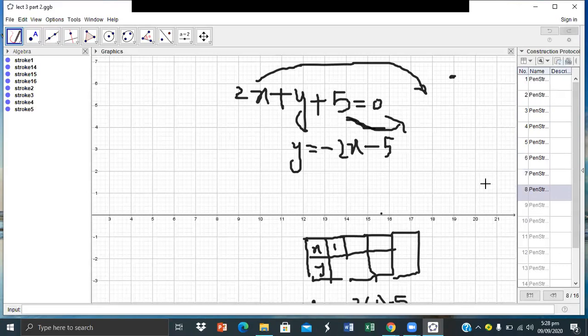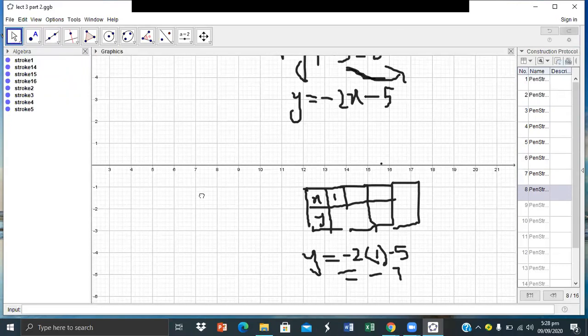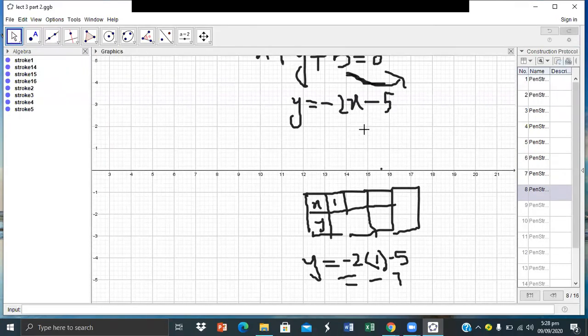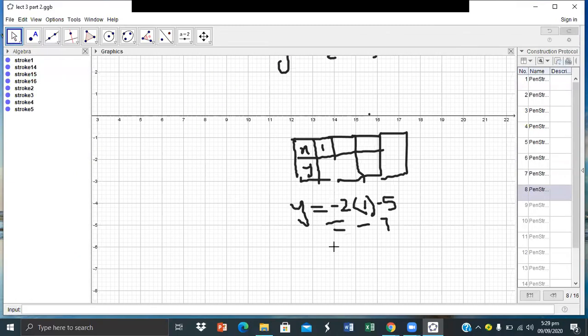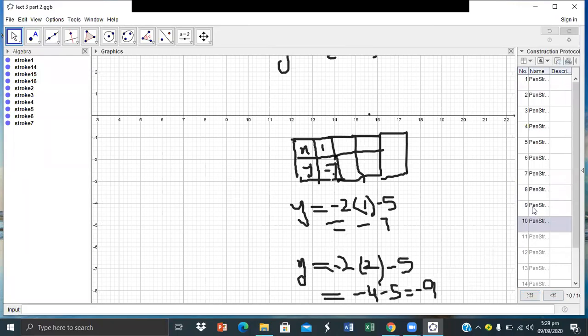Now you can see in this equation, I take the value of x as 1. Now minus 2, minus 5, and it will become minus 7. So my first ordered pair will be 1 and minus 7, as you can see. Same way, for the next ordered pair, I choose the value of x as 2. Now I get output as minus 9. So if we take x as 2, we get the value of y as minus 9.